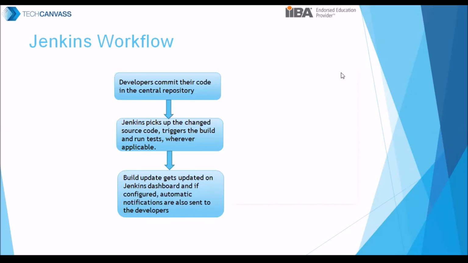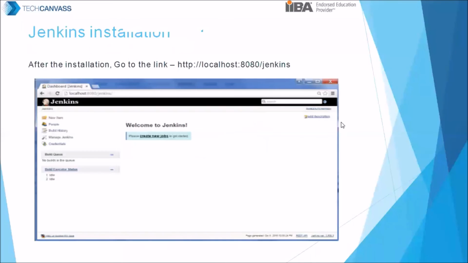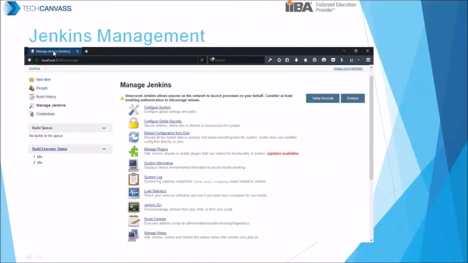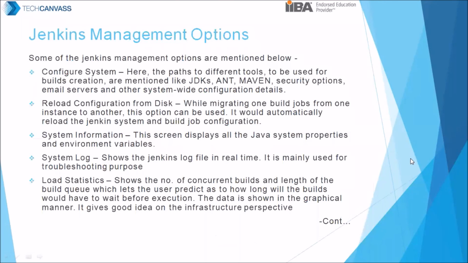Great, so let's move ahead. If you click on Manage Jenkins, you will get this screen wherein you have different options. Configure system, reload configuration, system log. The Jenkins log file is shown in real time, normally used for troubleshooting purposes. Load statistics: the number of concurrent builds which are running on Jenkins, it will show you that.